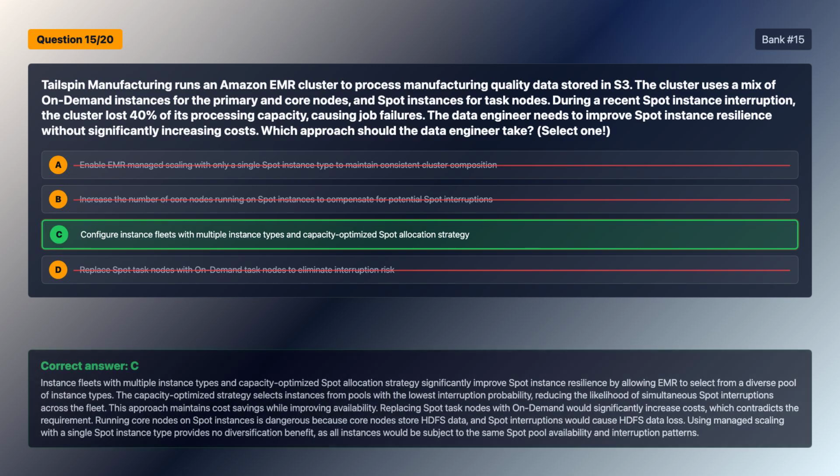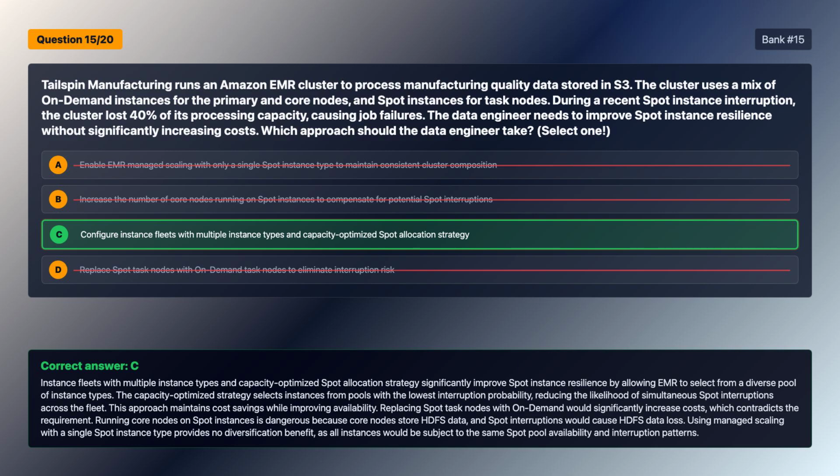The correct answer is option C. Instance fleets with multiple instance types and capacity-optimized spot allocation strategy significantly improve spot instance resilience by allowing EMR to select from a diverse pool of instance types. The capacity-optimized strategy selects instances from pools with the lowest interruption probability, reducing the likelihood of simultaneous spot interruptions across the fleet. This approach maintains cost savings while improving availability.